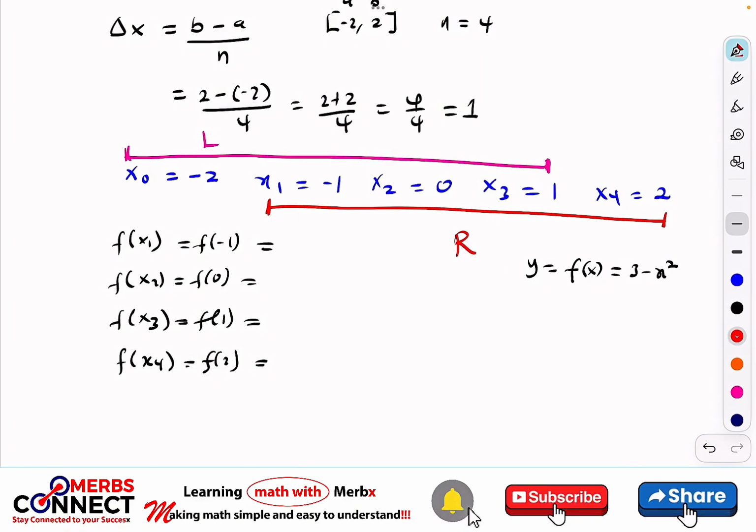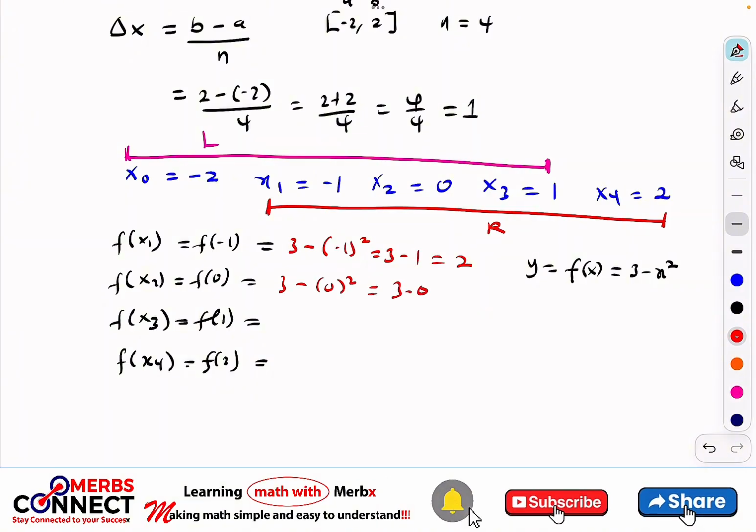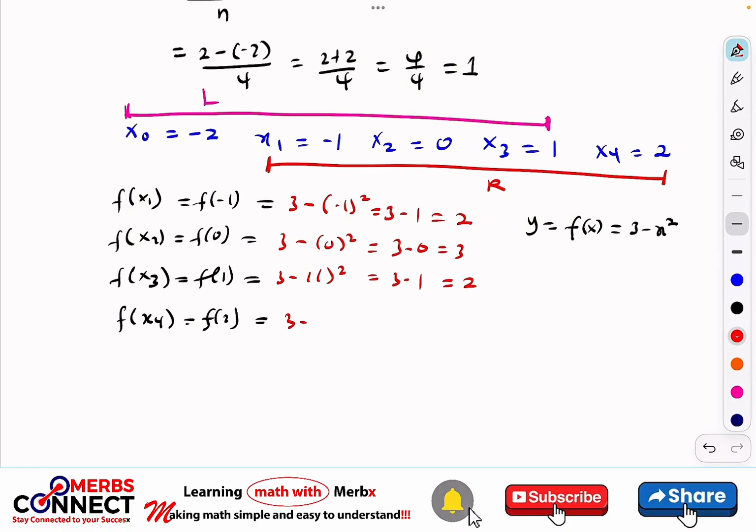So now let's try and solve them. So plug in minus 1. This is going to be 3 minus minus 1 squared. This is going to be 3 minus 1, which is equal to 2. Then plug in 0. 3 minus 0 squared. This is 3 minus 0, which is equal to 3. Plug in 1. 3 minus 1 squared, which is going to give us 3 minus 1, which is equal to 2. And plug in 2. 3 minus 2 squared. This is 3 minus 4, which is equal to minus 1. Good. So now what is the right?